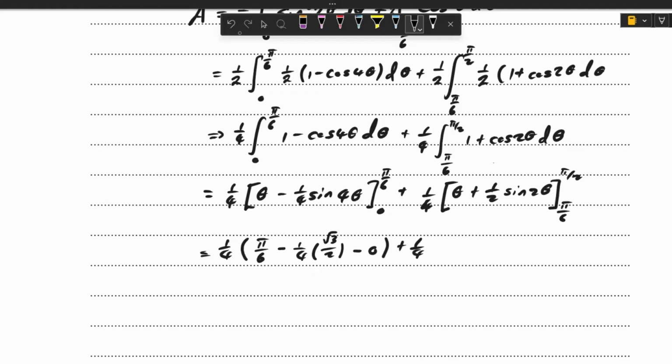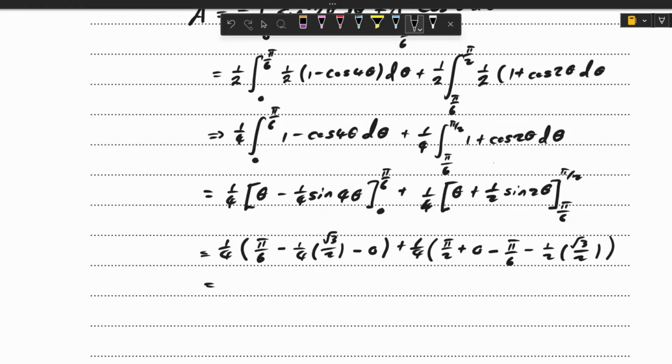Coming to this other part, substituting pi over 2, we'll have pi over 2 plus half of sine of 2 times pi over 2, which is sine pi, and sine pi is 0. So we get 0, and it's minus. Substituting pi over 6, we'll have pi over 6 minus half of sine of 2 times pi over 6, which is sine of 1 over 3 pi, which will give us again root 3 over 2. So this is what we have, and we need to simplify this.